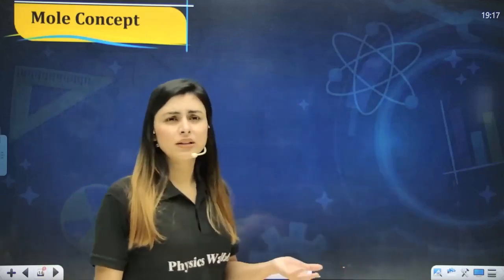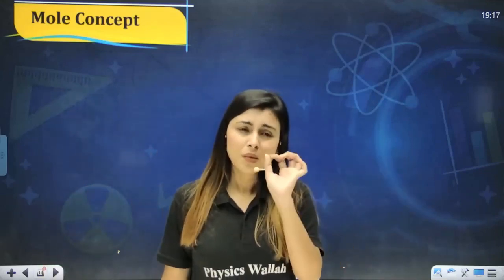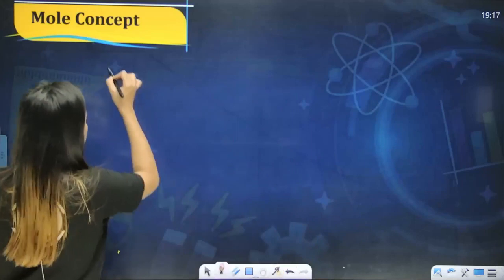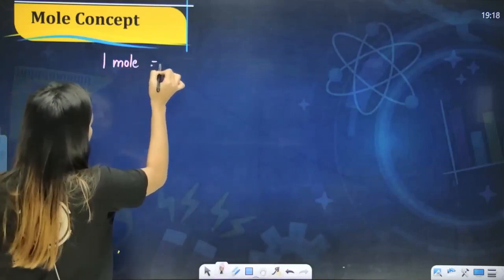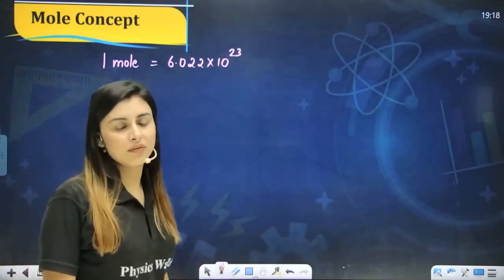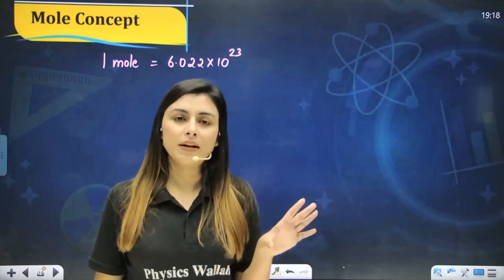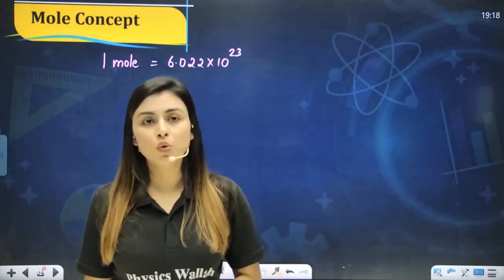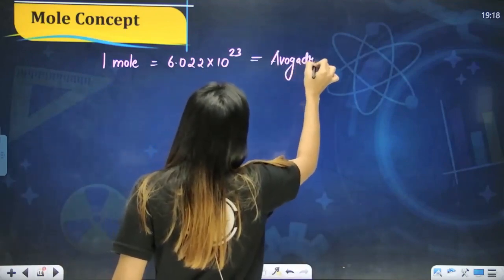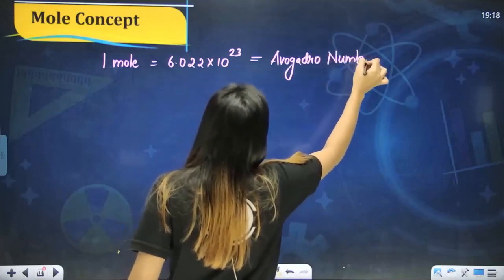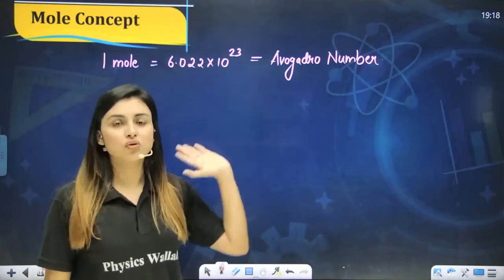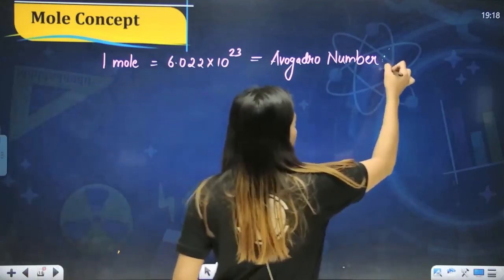The first and the most important thing is, what is a mole? So my dear students, one mole is just a number, right? If somebody tells you one mole, this means that you have 6.022 into 10 raised to the power 23 entities. This number was denoted as one mole. It is also given a name, which is known as Avogadro number. So one mole is equal to this number, and this is equal to the Avogadro number, which is denoted by Na.